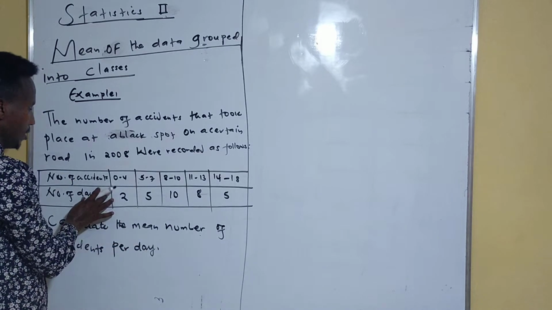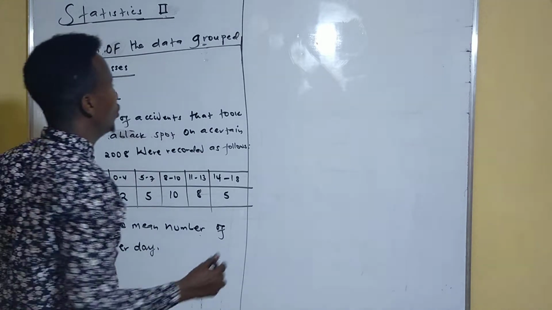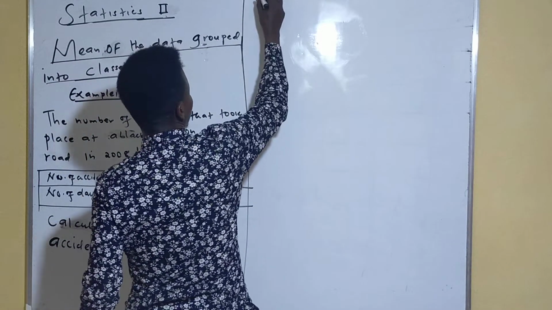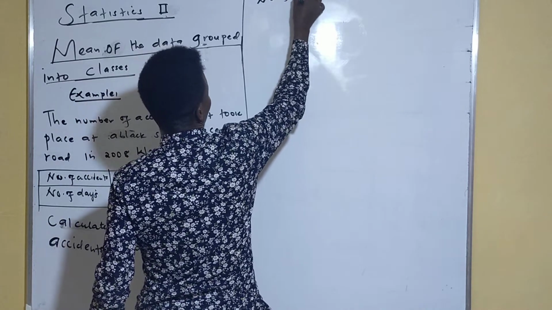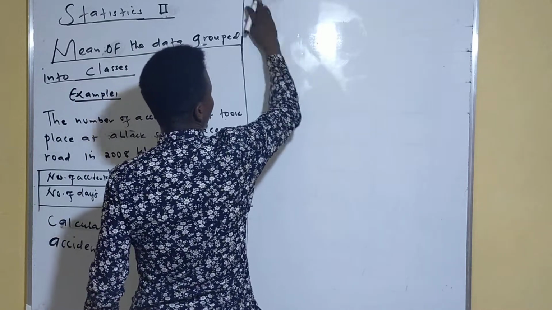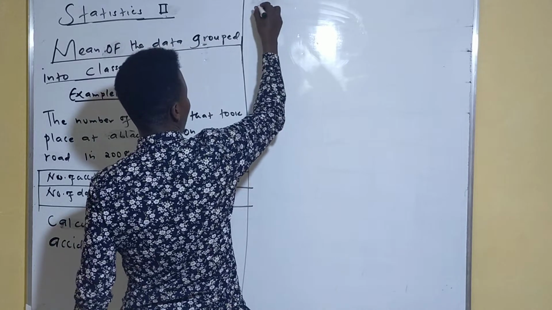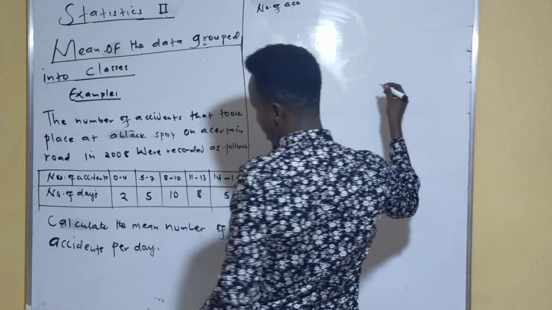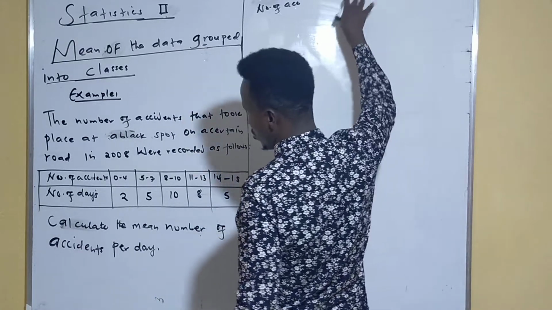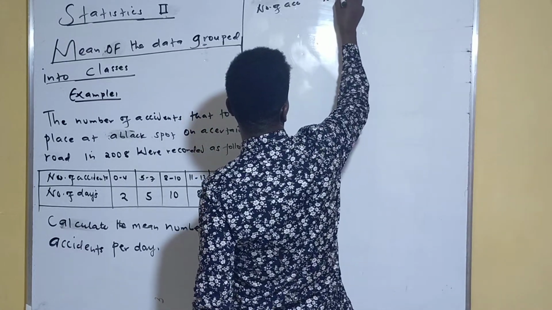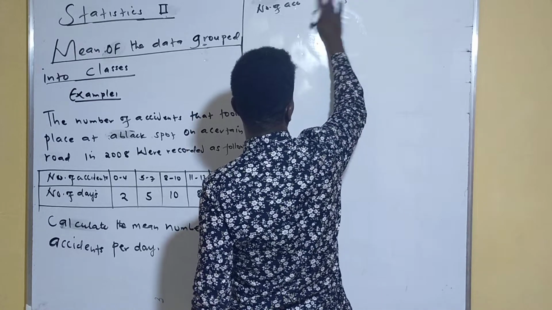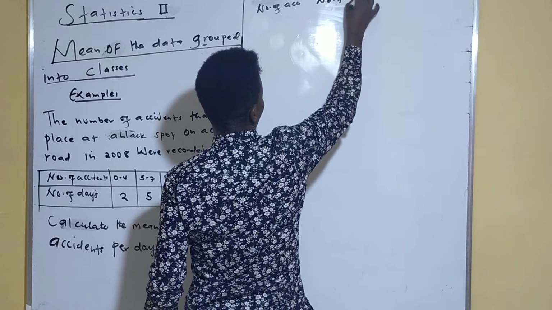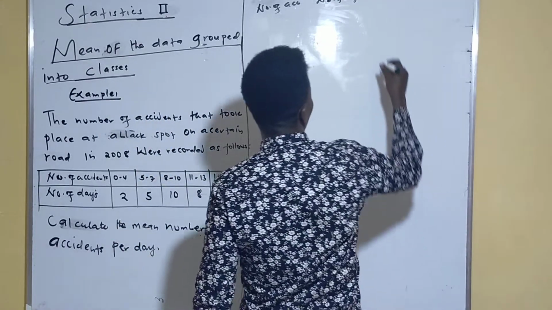We have frequency and the grouped data. So you come here and write, you can place it like this. Write these two. We have number of accidents. Make sure you check your space here. You utilize your space wisely. Next to that we'll have the number of days. Then we will have our midpoint.